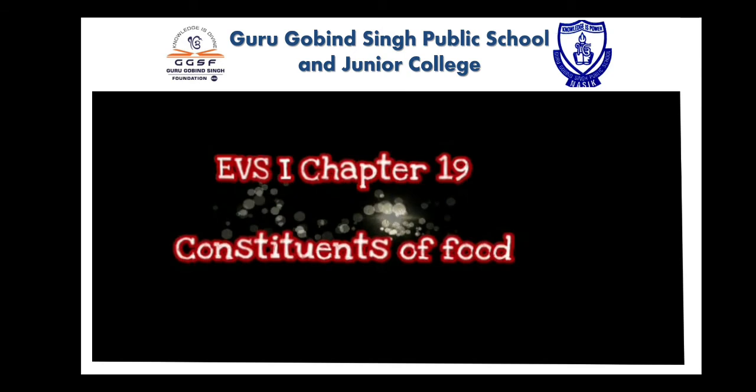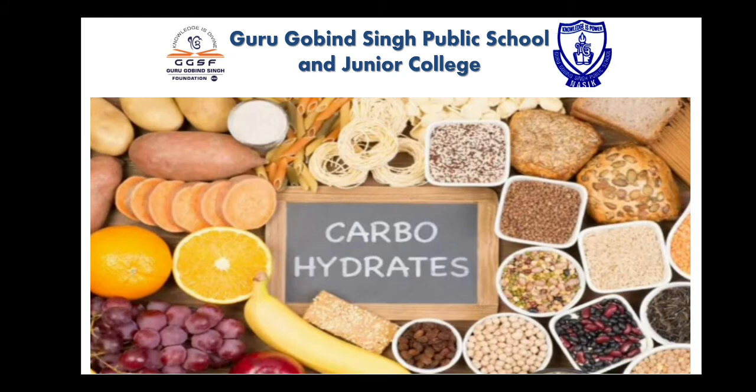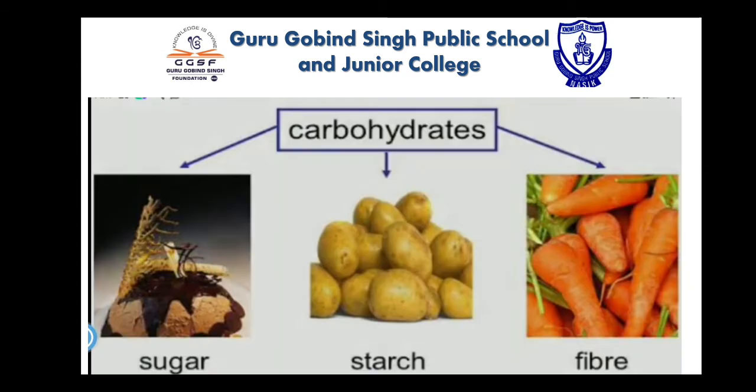So let's start our chapter number 19, Constituents of Food. Constituents means factors or components or types of substances present in our food. So let's start. So first constituent of our food is carbohydrates, and carbohydrates again divided into three types of substances. First sugar, starch and fiber.